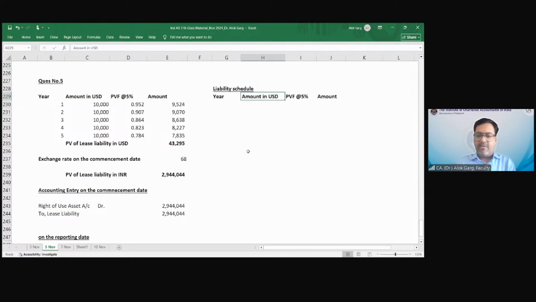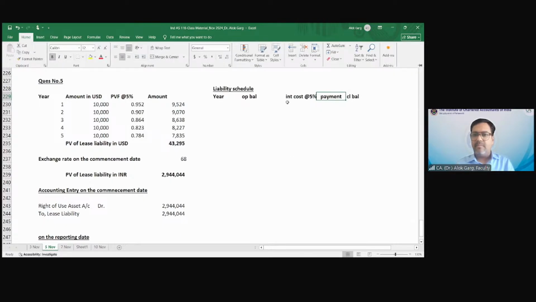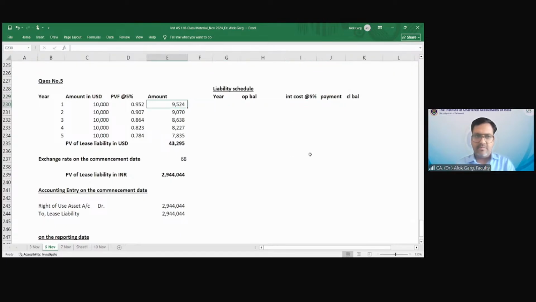Here opening balance. Any doubt till here? Interest cost at the rate of 5%. Then your payment, the closing balance. Any doubt? No, sir. No doubt, sir. Year 5. This question is talking about only first year accounting, right?